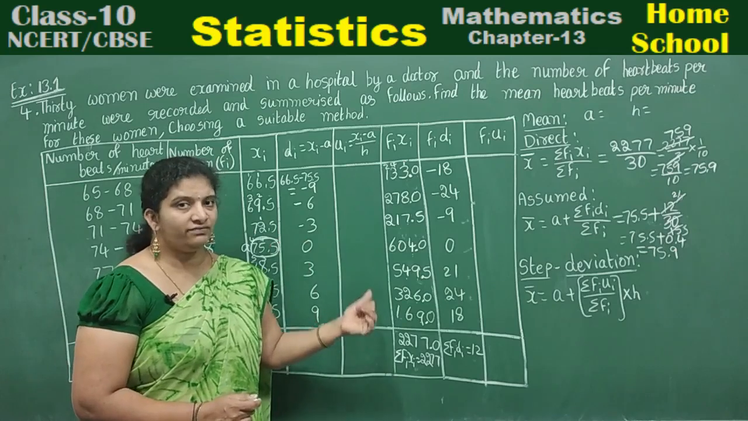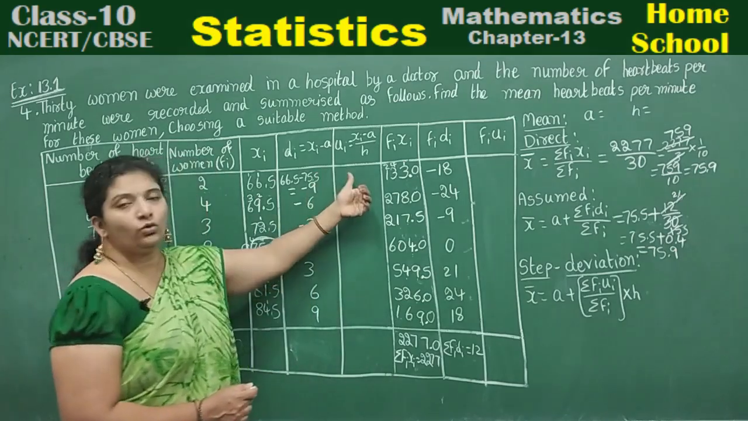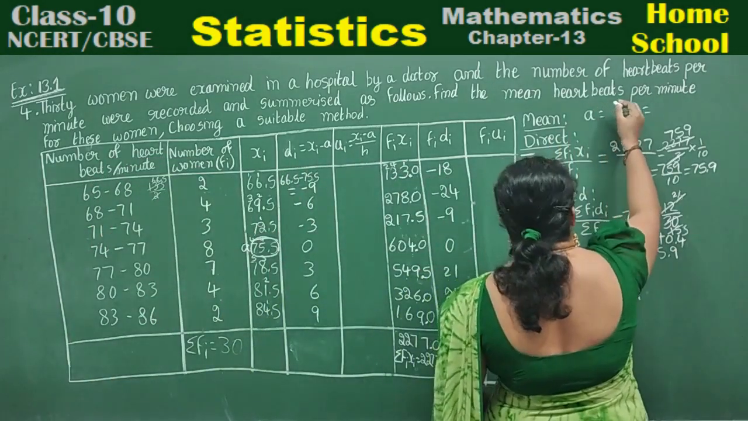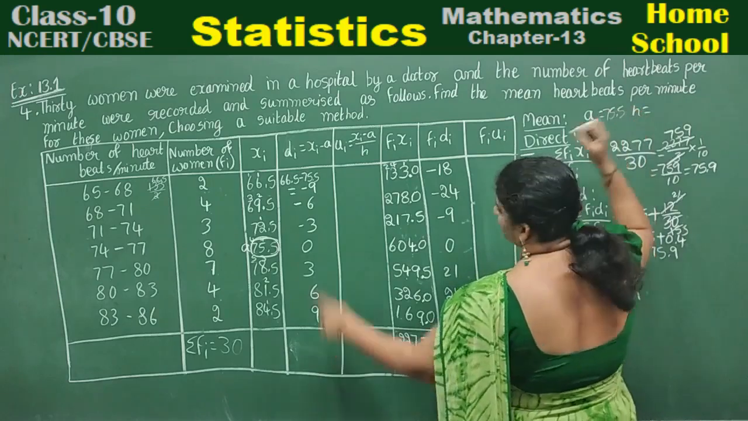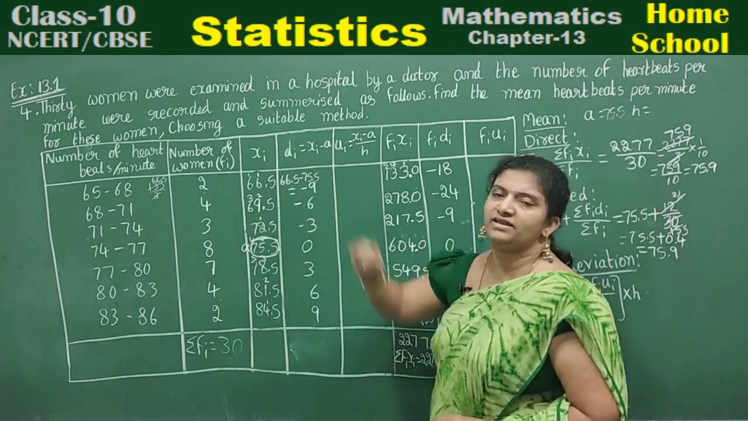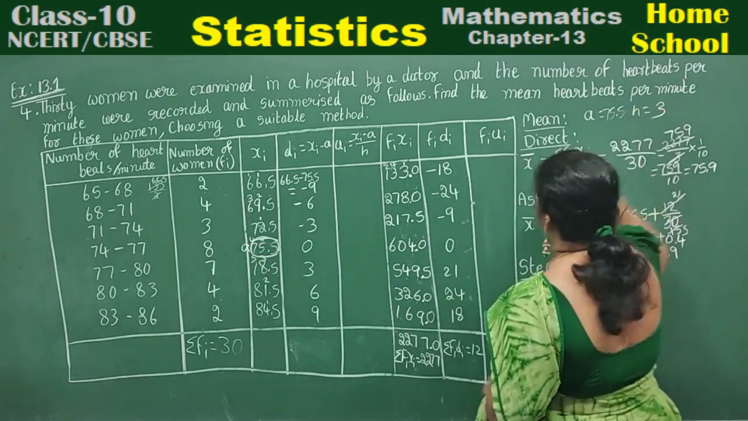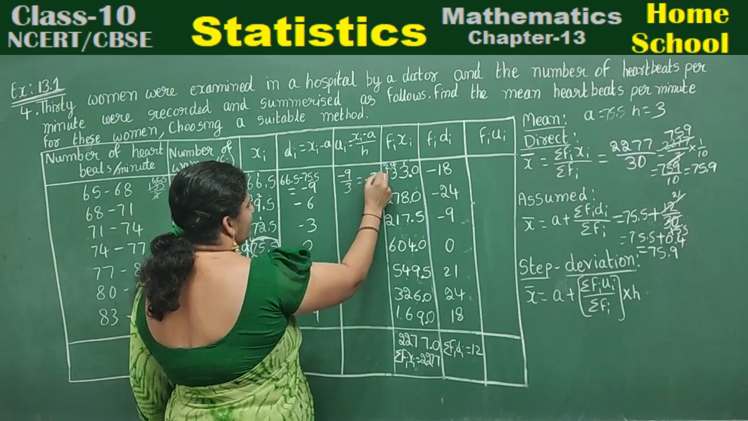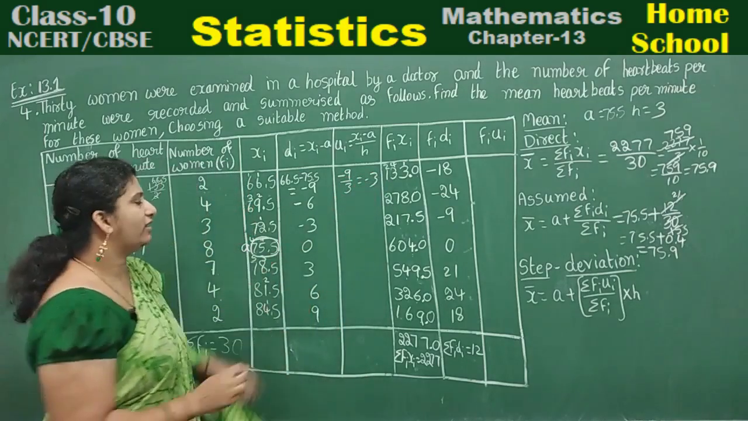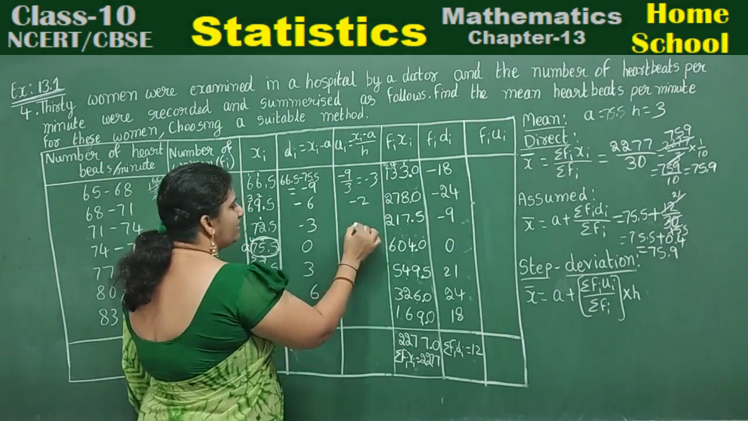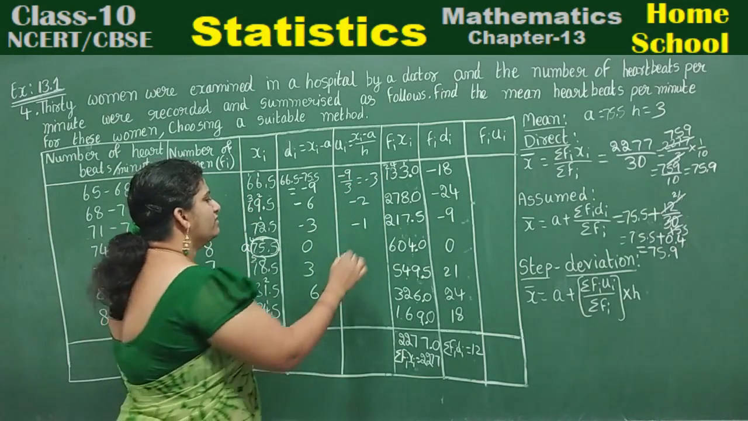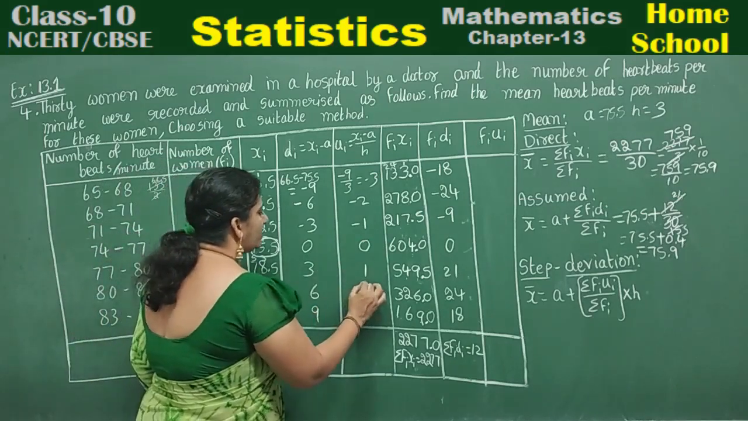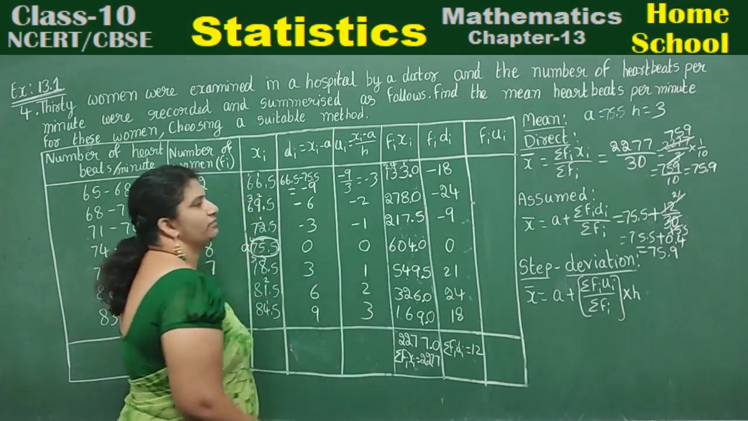In order to start that method, we need to calculate ui first. Ui is xi minus a by h. What are the a value and h value we should write here now? A is 75.5. H is class size. 68 minus 65 will be 3. Now, minus 9 by 3, minus 3, minus 6 by 3, it will be minus 2, minus 3 by 3, minus 1, 0 by 3, 0, 3 by 3, 1, 6 by 3, 2, 9 by 3, 3.